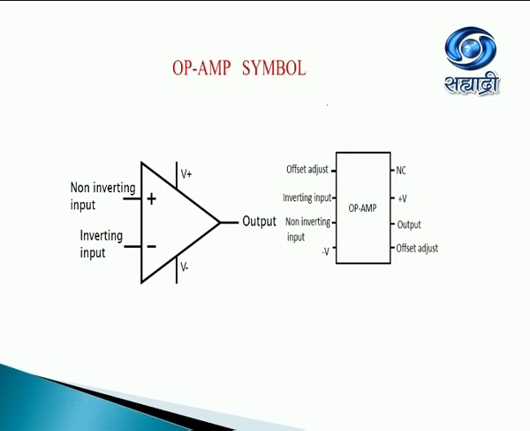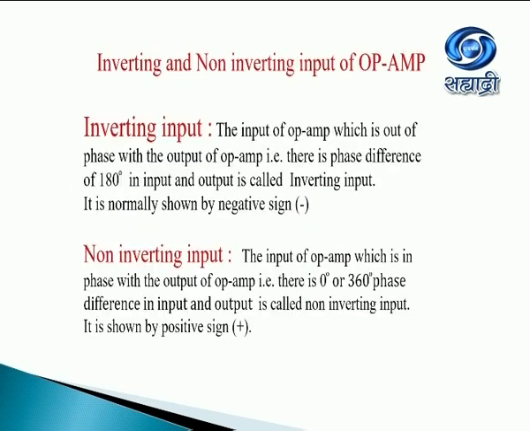On the right side, the op-amp pin configuration is shown. Pin number 1 is offset adjust. Pin number 2 is inverting input. Pin number 3 is non-inverting input. Pin number 4 is minus V. Pin number 5 is offset adjust. Pin number 6 is output. Pin number 7 is plus V. And pin number 8 is NC, that is, not connected anywhere.